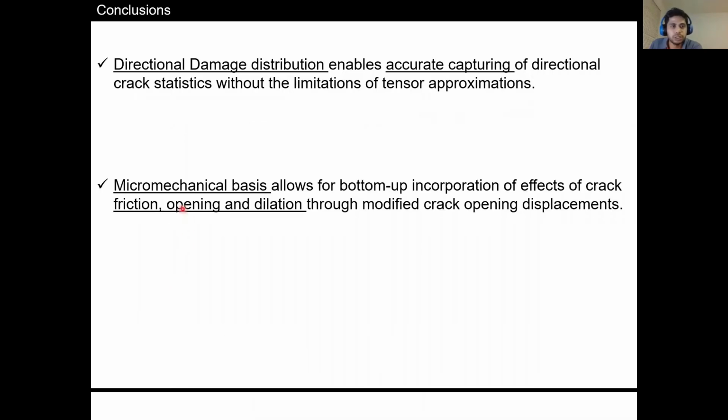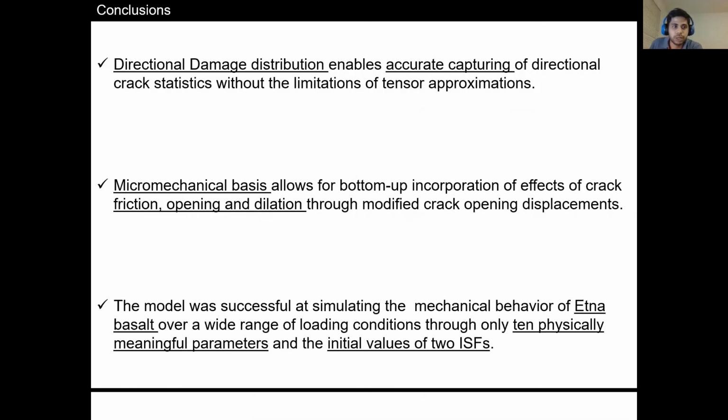To conclude, the directional distribution enables accurate capturing of the microcrack distribution without the limitations of the tensorial approximations. Also, building the model from a micromechanical basis allows us to incorporate different phenomena at the crack displacement level to simulate the behavior of rocks at the macro scale. Also, it is shown from the simulations that the model can capture the behavior of Mount Etna basalt in a variety and range of loading conditions with only 10 physically meaningful parameters and initial values of 2 internal state functions.